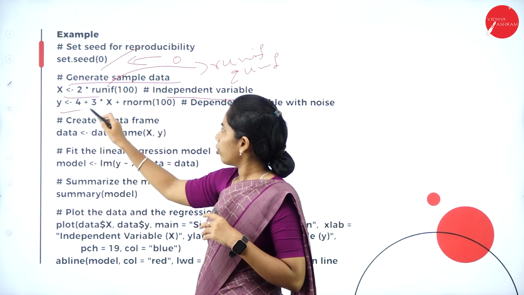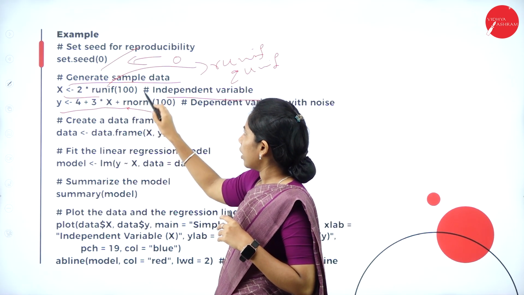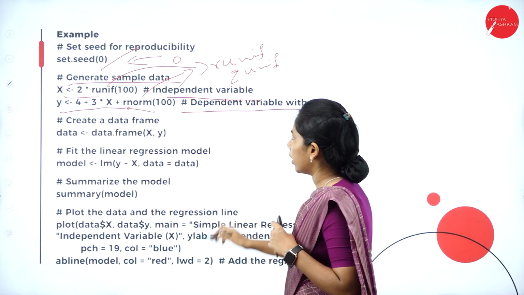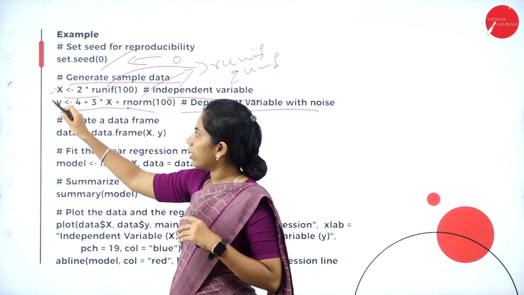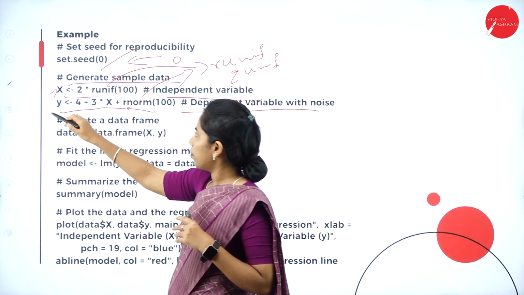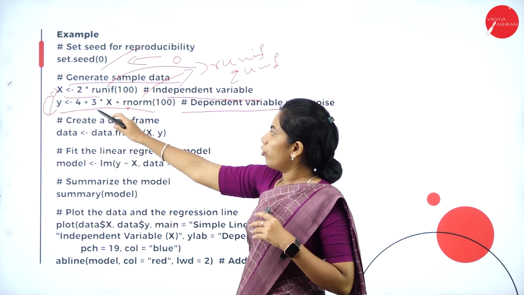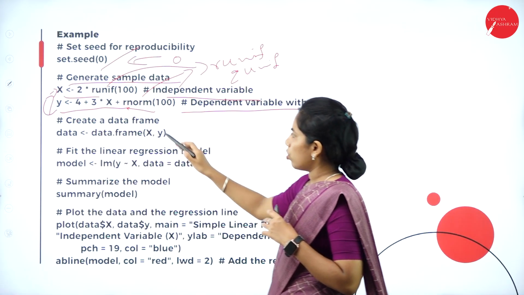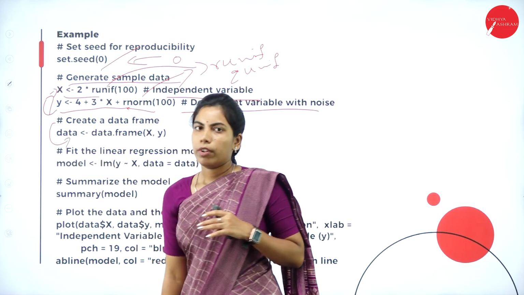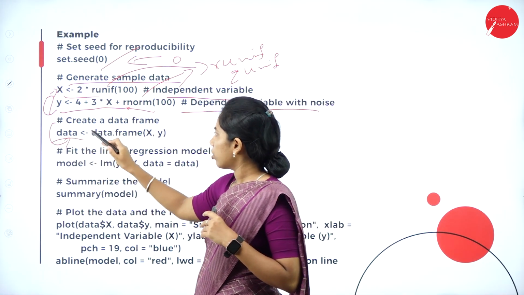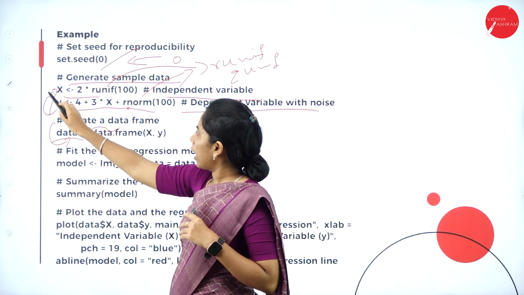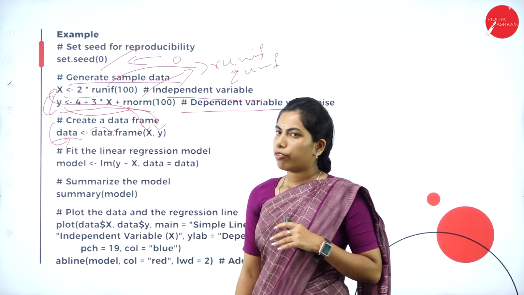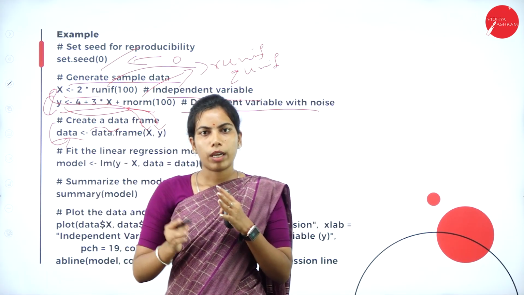And Y is equal to 4 plus 3 into X plus rnorm, meaning I used a normal distribution, of 100. This is the dependent variable. As I already told, X is the independent variable, and Y is dependent on X. That's why 4 plus 3 into X. Got it now? This is how the data will be given. After that, create a data frame. For that we need one variable called data. Call data.frame, assign whatever the X and Y values are, and the data will now be arranged frame-wise.